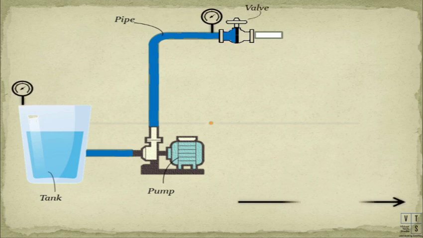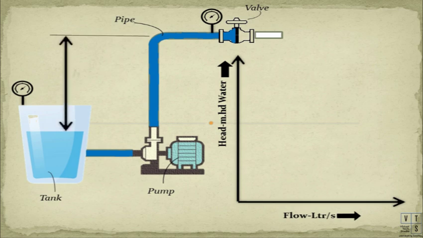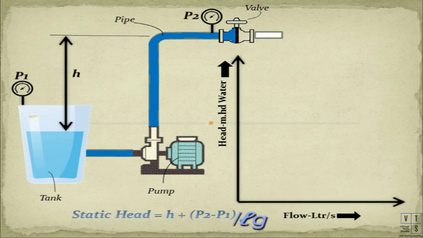To draw the system curve, we will take flow on the horizontal axis and head on the vertical axis. Since there is no flow in the piping system, the flow is 0 but the head is not 0 here. The head here is equal to the difference in the elevation of suction and discharge plus the difference of the pressure at these 2 points. This is called the static head, the head of fluid when there is no flow. Let's place this point on the graph. This point represents static head.